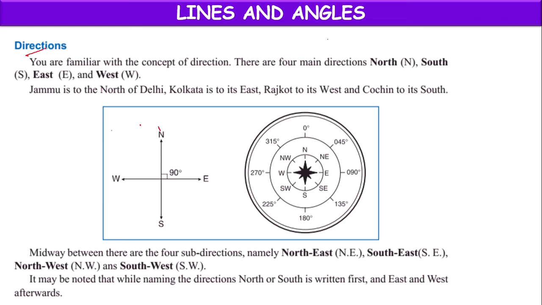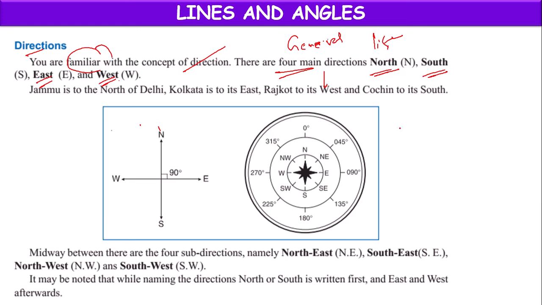So actually, children, we are familiar with the concept of direction. In your social subject or in our general life, we will make use of these directions. We have mainly 4 directions. They are north, south, east, west.